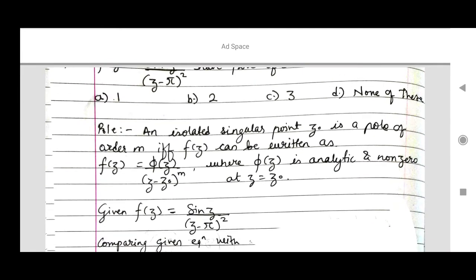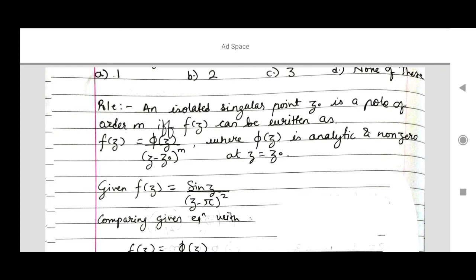Let us go towards the definition of pole. An isolated singular point z0 is a pole of order m if and only if f of z can be written as f of z is equal to phi of z upon (z minus z0) raised to m, where phi of z is analytic and non-zero at z is equal to z0.